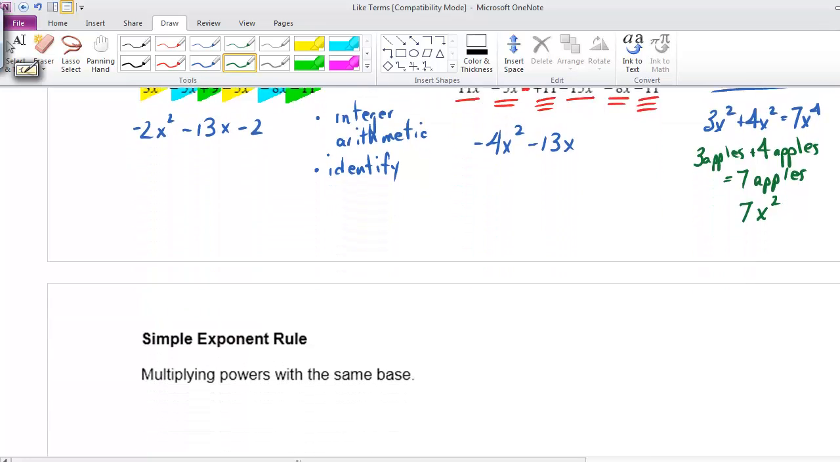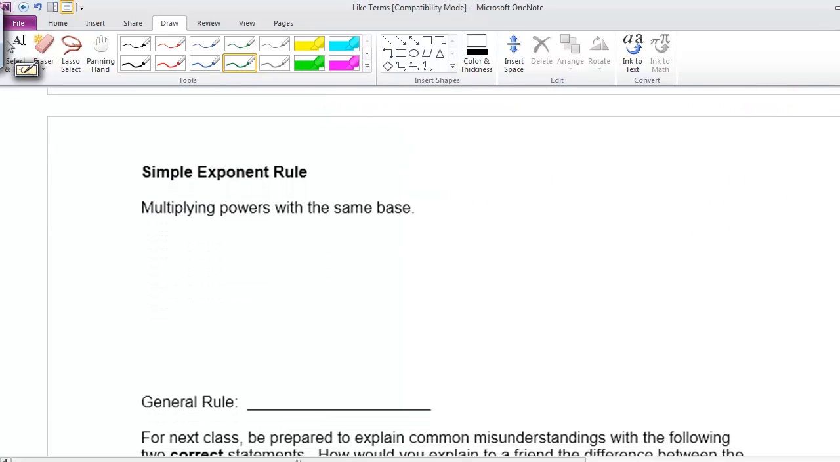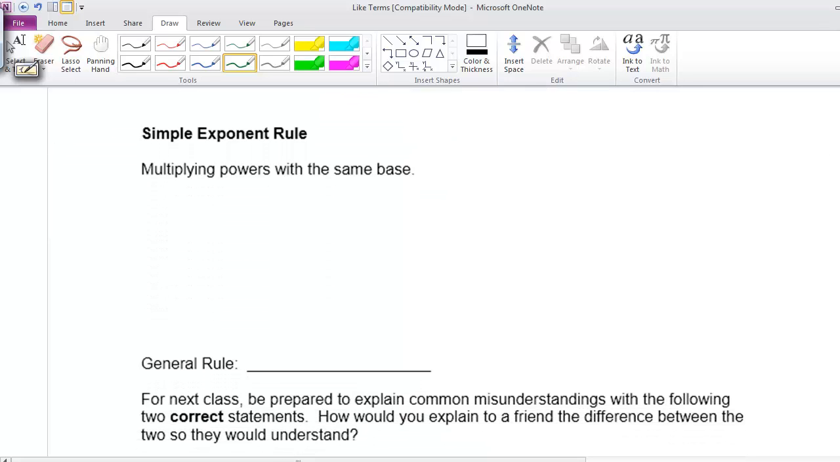Okay, so there's a review of like terms and a little bit of integer, a little bit of algebraic addition and subtraction. Okay, and now I quickly want to review a simple exponent rule that we need to know right now in order to be successful in this unit. And our rule is simply multiplying powers with the same base.